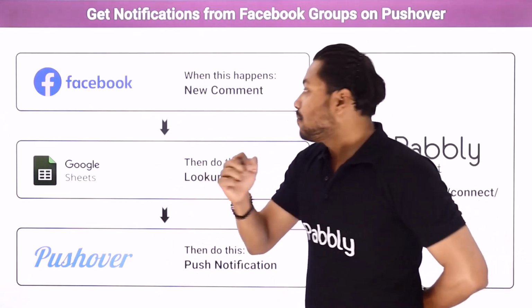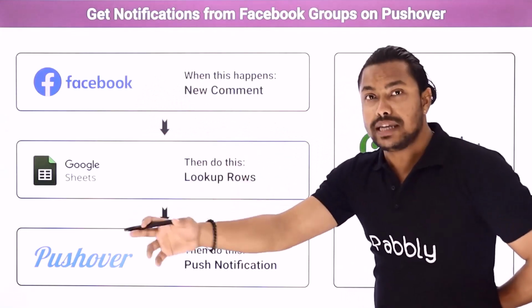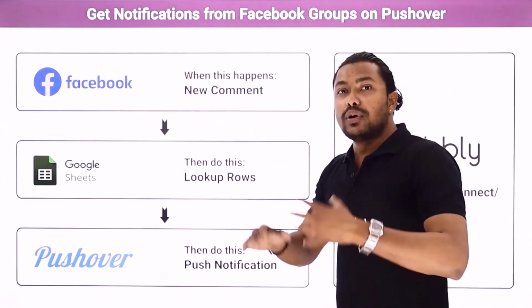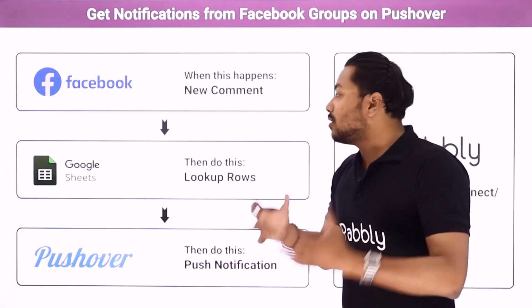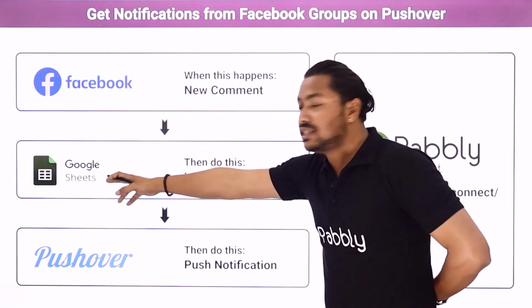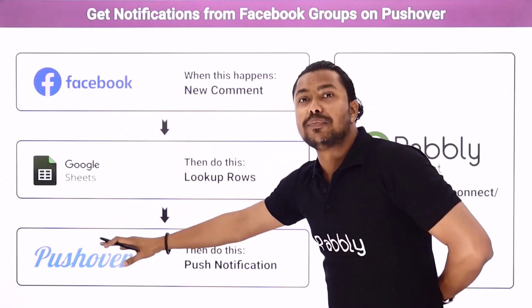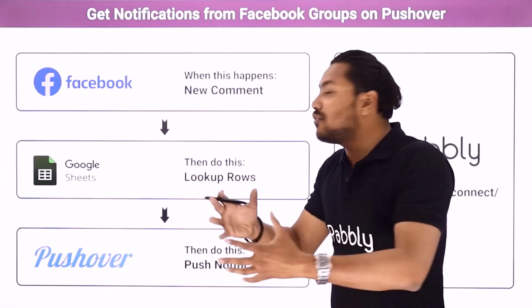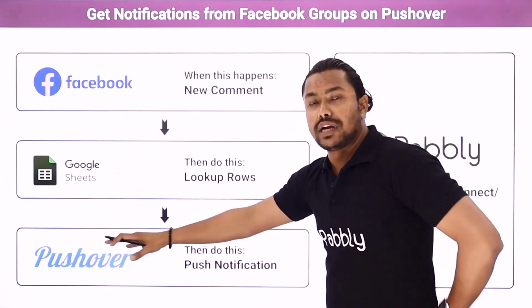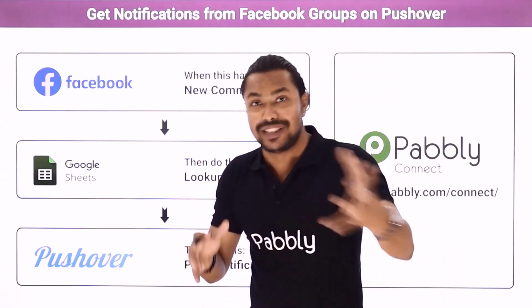Now what will happen? First, we are going to have a new comment in our Facebook group on that particular group and on that particular post. From there, we will put a filter or a condition where if we do not have that data in our Google Sheets, then only we will get the notification in our Pushover account. If we already have that data in our Google Sheets, we won't be getting any notifications on our Pushover account. Okay, now don't get confused. I'm going to show it to you in the video.